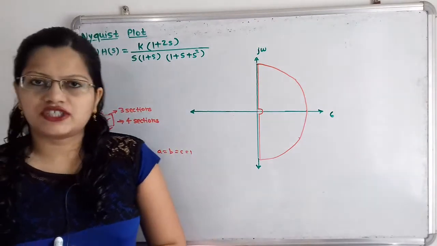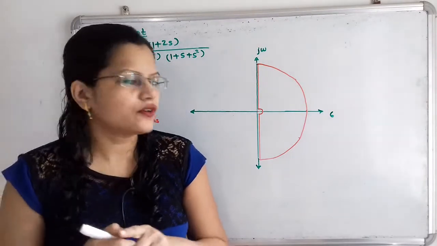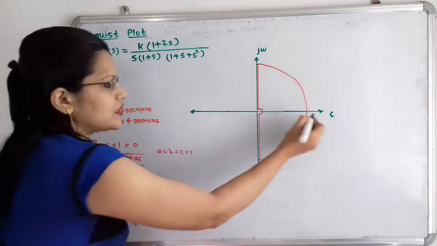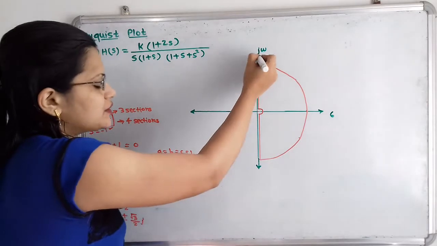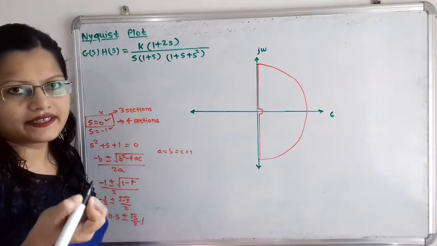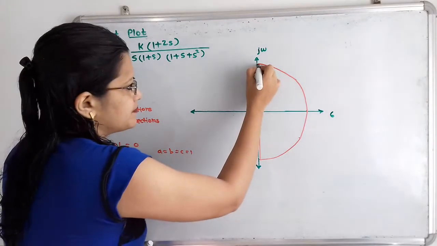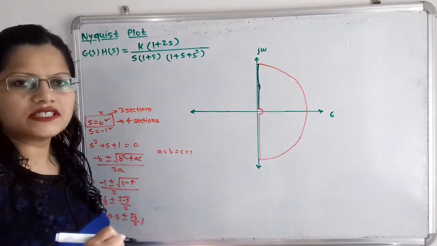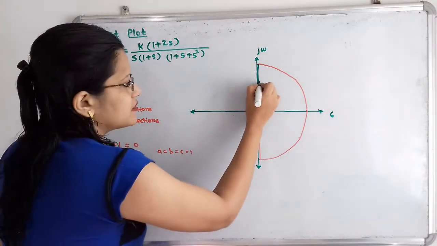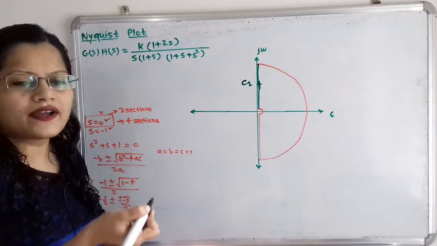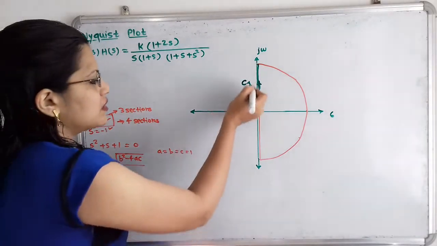First, we will understand the first section. For this I have to draw the S plane, where this horizontal line is the real axis and this vertical line is the imaginary axis. Now I will highlight the first section. So this is section 1, and I will give the arrow here. This section 1 is nothing but C1. So how will I define this section 1?